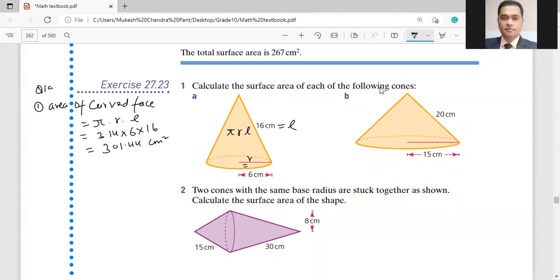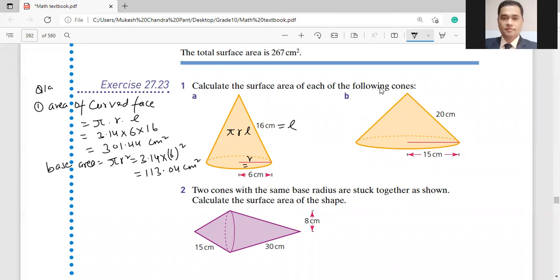And now the base area. What is the base area? Base area means the area of the circle, pi r square, since it's a circle. So 3.14, the radius is 6, squared. 3.14 times 36 becomes 113.04 centimeter square. Okay, right?